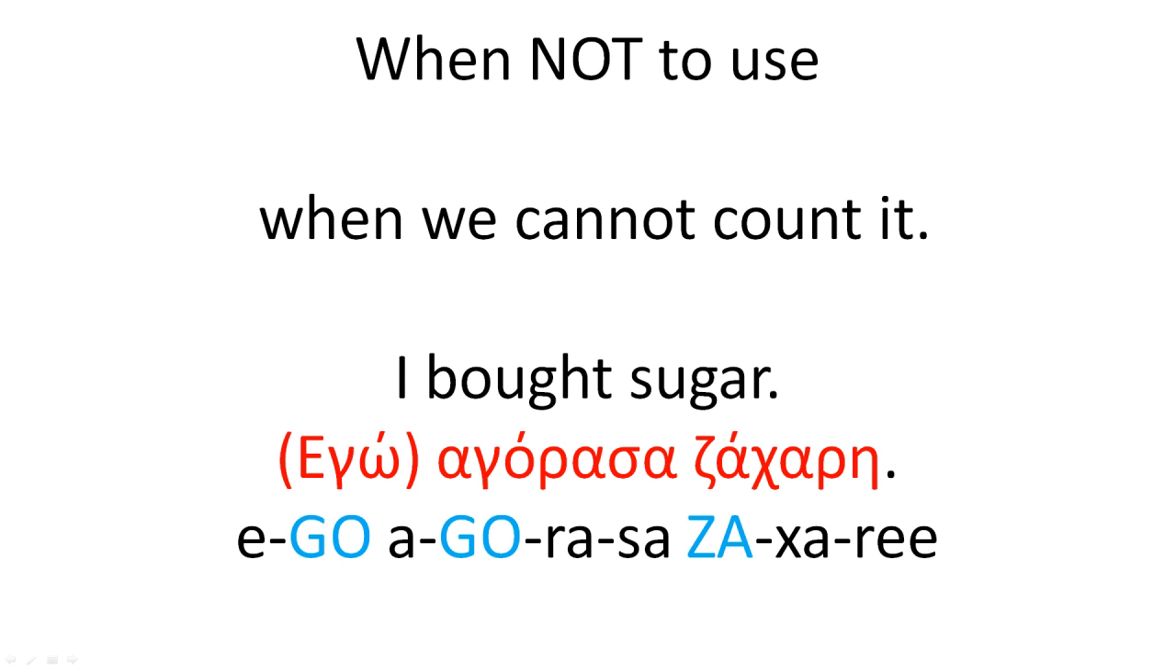And finally, we don't use the indefinite article when we cannot count the noun. Example, I bought sugar. Εγώ αγόρασα ζάχαρη. Sugar cannot be counted. You can say I bought a packet of sugar, but we are using something else to count it. Sugar itself cannot be counted. I bought coffee, the same thing. So when the noun cannot be counted, we don't use the indefinite article. We do not say εγώ αγόρασα μια ζάχαρη.